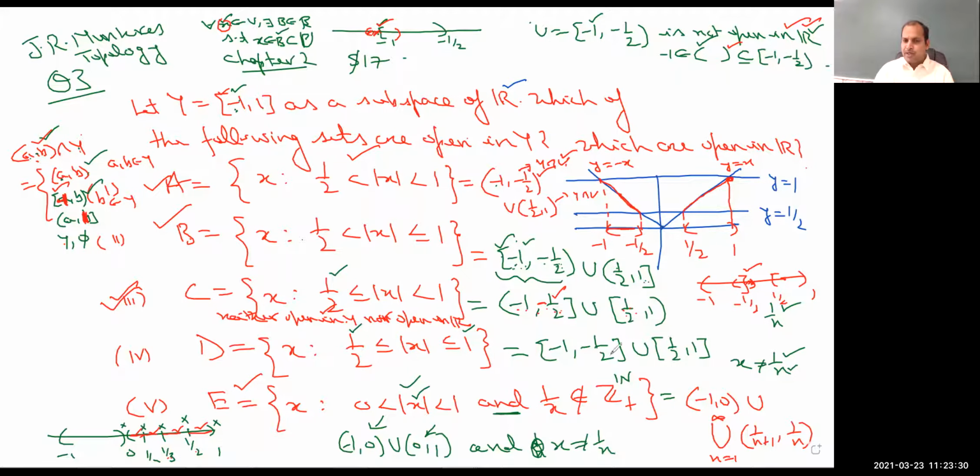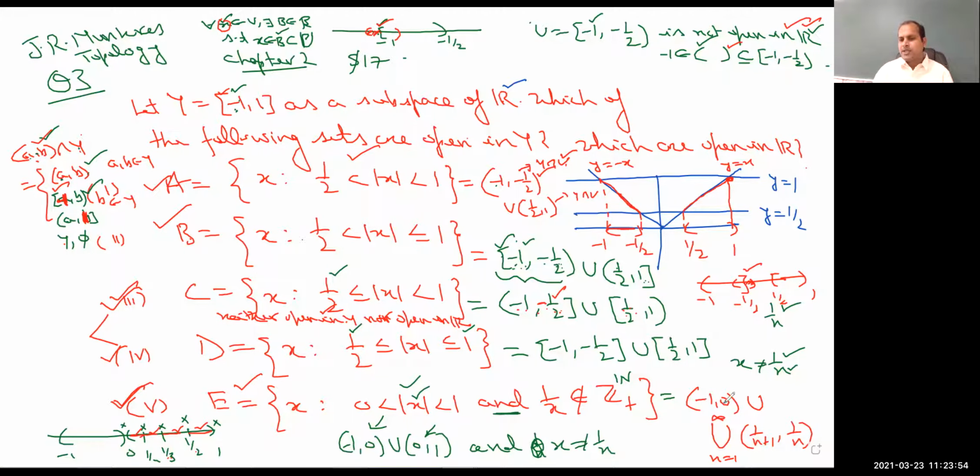Same logic you can apply here. Same for D. I mean C and D are questions. These two sets are neither open in Y nor open in R. At half we have closed, at half here we have 1 also we have closed. Now what about this one, the fifth? So the explanations for third and fourth are similar. What about fifth? Fifth, I have already written this set.